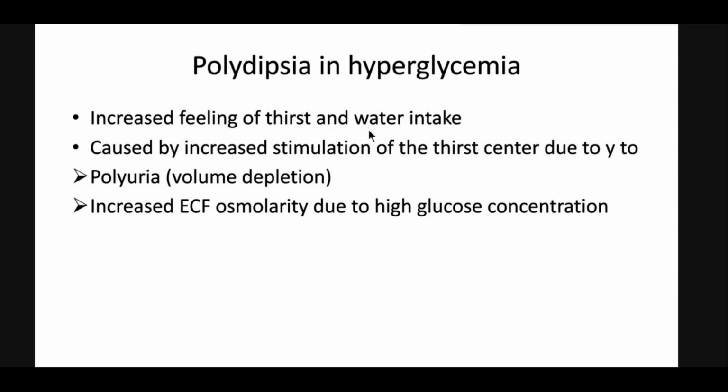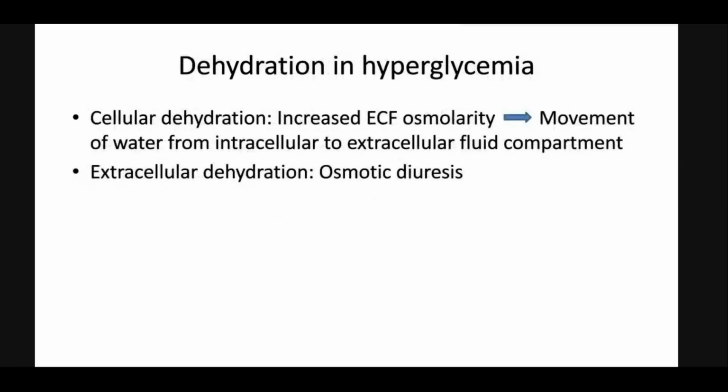And with increased thirst, there will be increased water intake if water is available. But remember, if water is not available, or if the people are so sick that they cannot take water, there is a chance of dehydration, severe dehydration. And it might be the cause of death, because water regulation or volume regulation is very important. Dehydration in hyperglycemia.